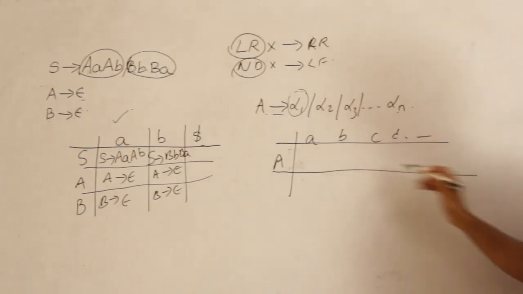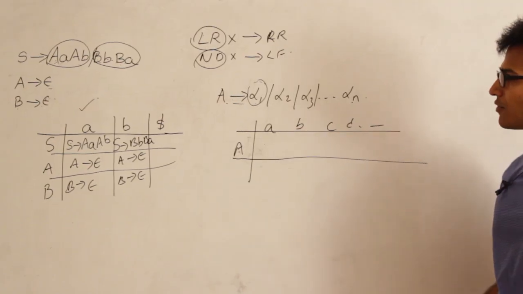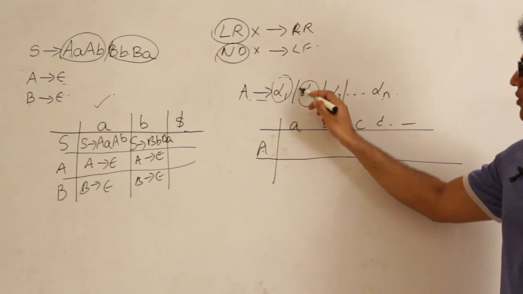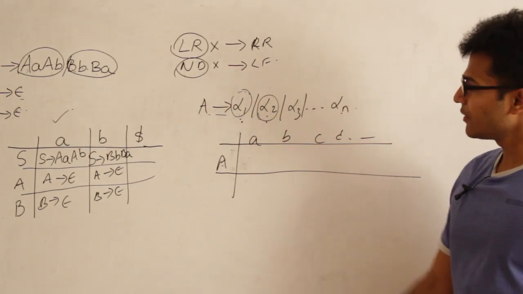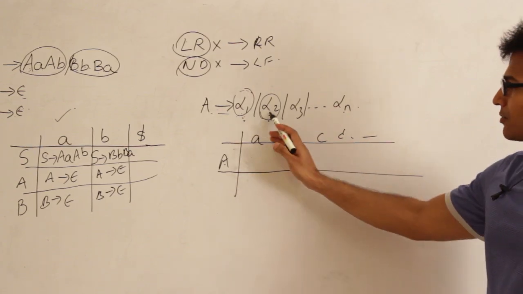In A row only, under one of these terminals, whichever is first of alpha 1. If whatever is first of alpha 1 happens to be first of alpha 2 also, then these two productions have to be placed in the same cell. That is the reason why we might not get an LL1 parsing table for all grammars.